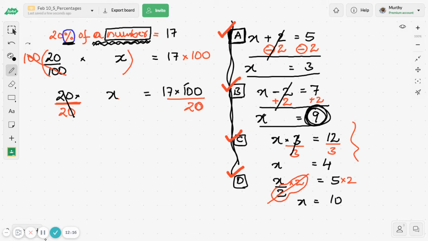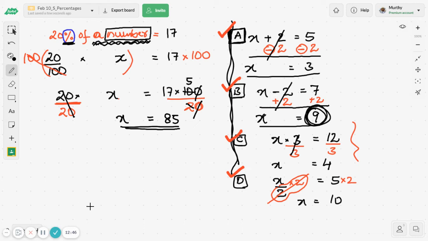Now, 100 divided by 20, the 0s may be cancelled. 10 over 2 gives me 5. 17 times 5 is 85. It may look like a little long process, but it is not. So let me explain the same question once again, really quick, on the next page.